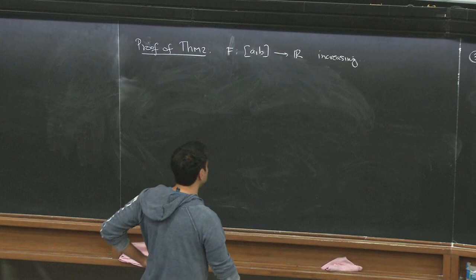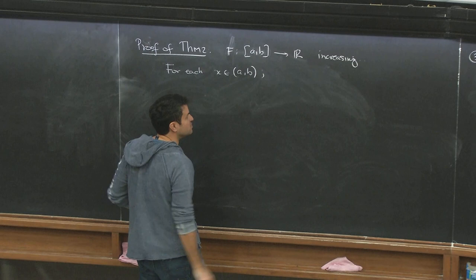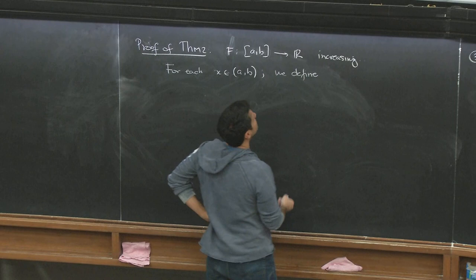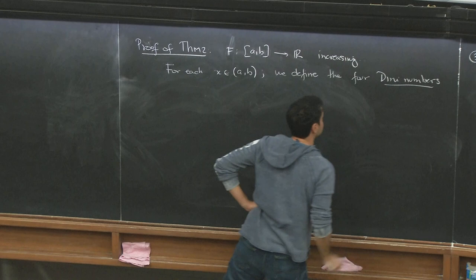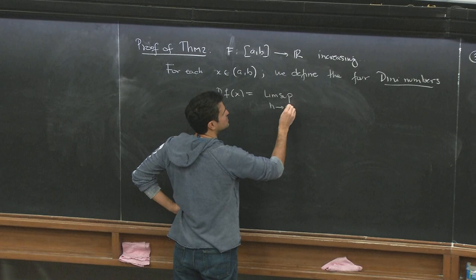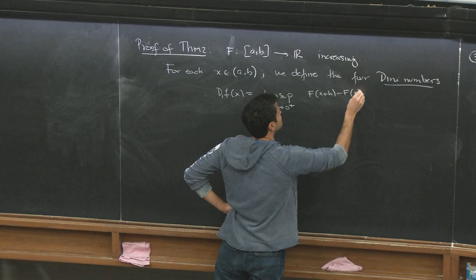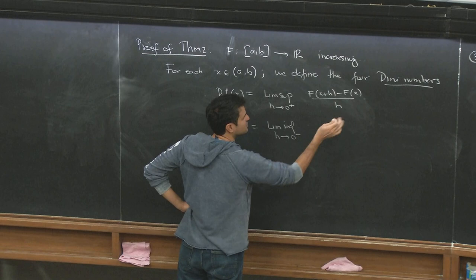What we will do is that for each point x in the open interval a, b, we define the so-called four Dini numbers. And d1 of f at the point x will be the Lim sup when h approaches 0 from the right of f of x plus h minus f of x over h. d2 will be the Lim inf when h approaches 0 from the left of the same quantity.